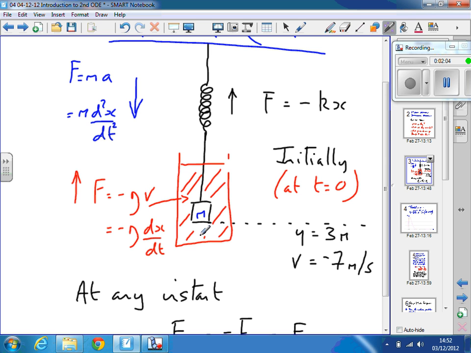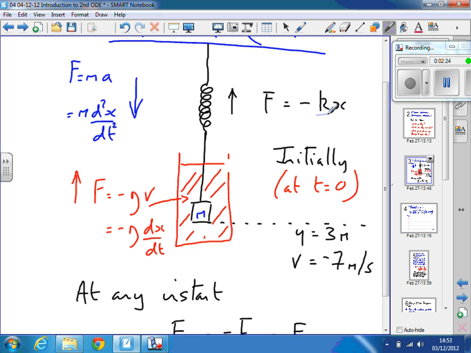Counterbalancing that downward force due to the mass is the spring, pulling it back up again. That's F equals minus kx, which is a formula I'm sure you're familiar with, where k is the spring constant, the stiffness of the spring effectively. Okay? So that's acting upwards.